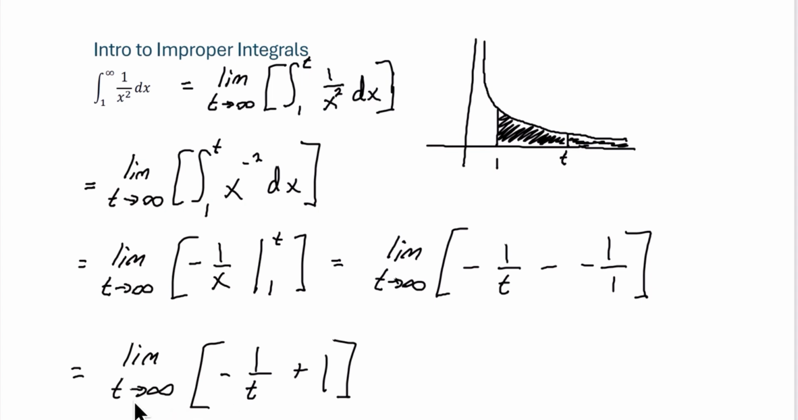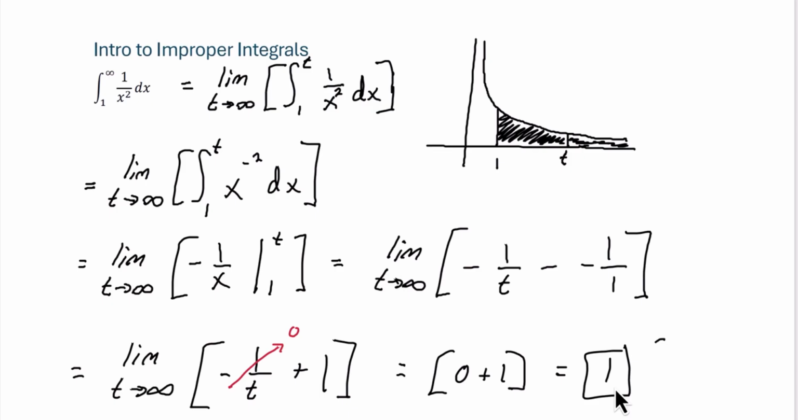Notice that t is getting really big. If this denominator is getting really big, it's going to infinity. The fraction is approaching 0. So we have 0 plus 1, which is 1. Notice we got a finite number. That means that the integral is convergent.